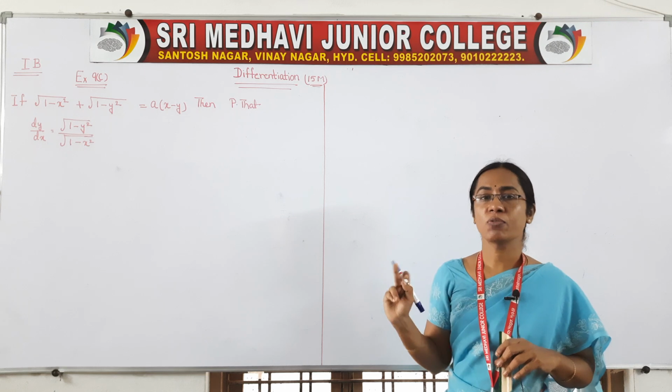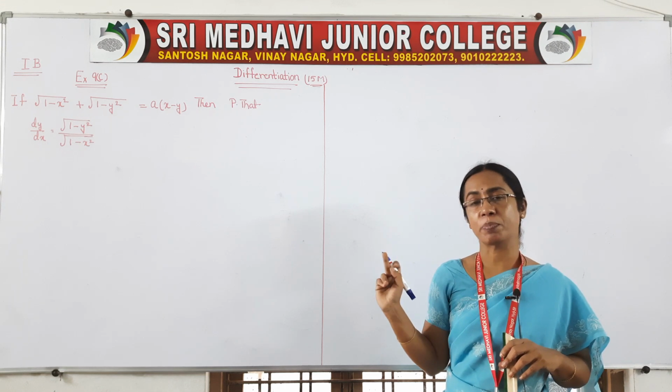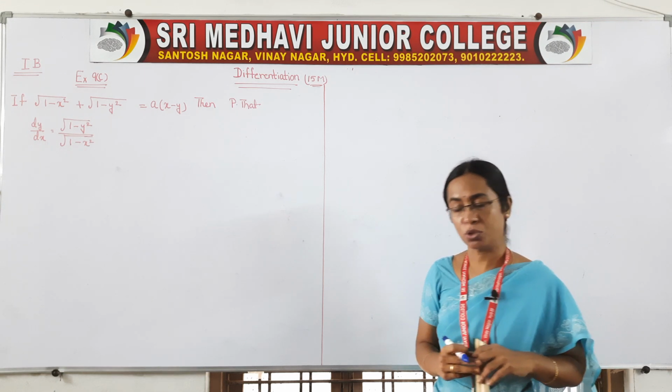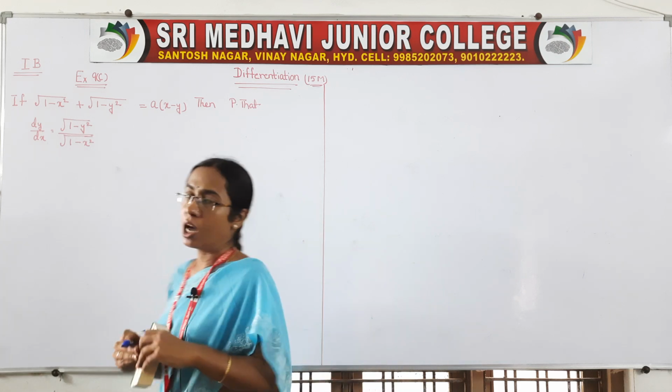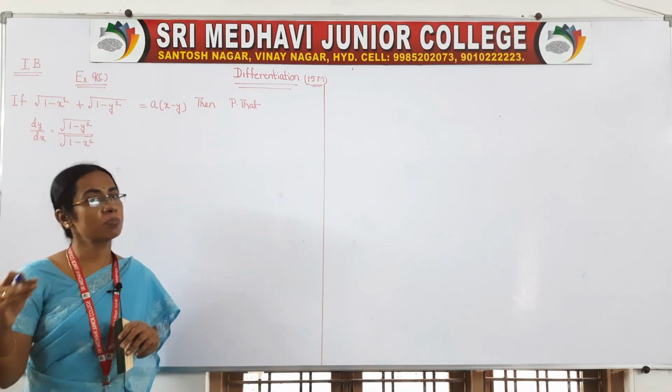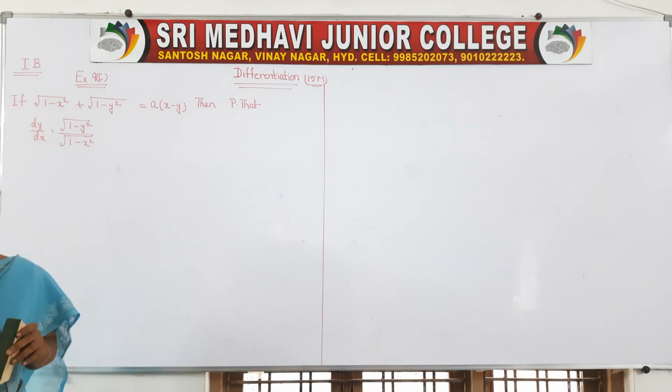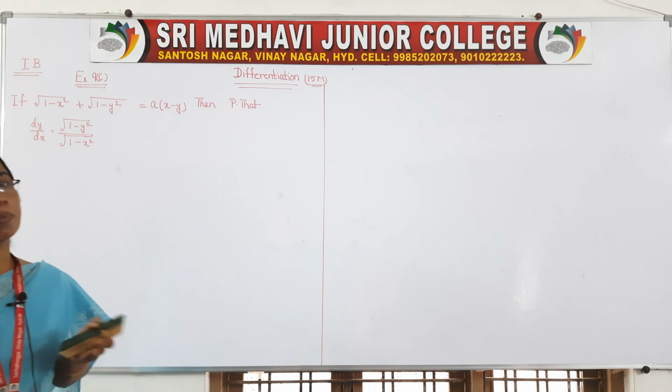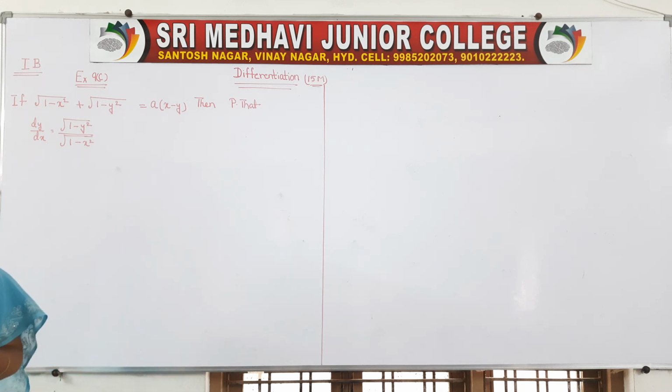Today we will solve one long question, the most repeated long question, a 7 marks question. As I already said, whenever a problem is in complex form, with square roots, we will simplify it into simple form, then differentiate.